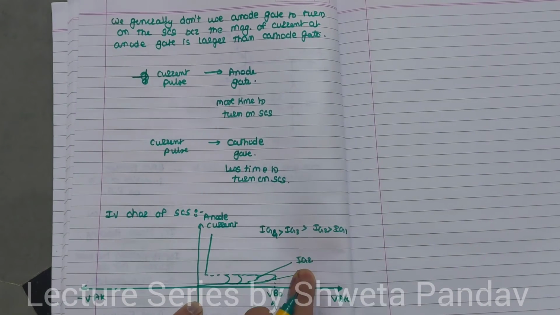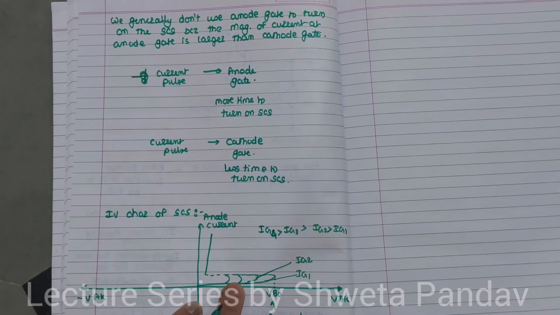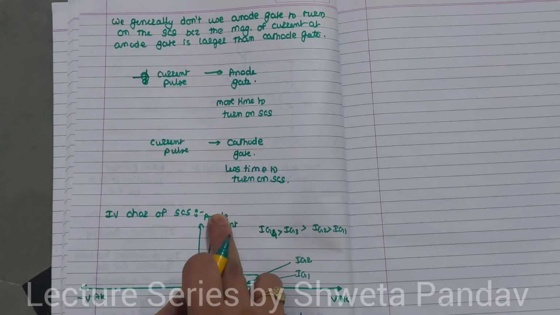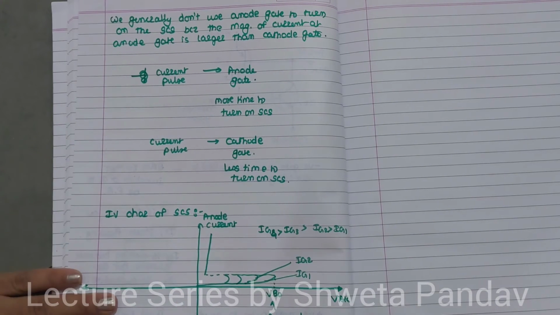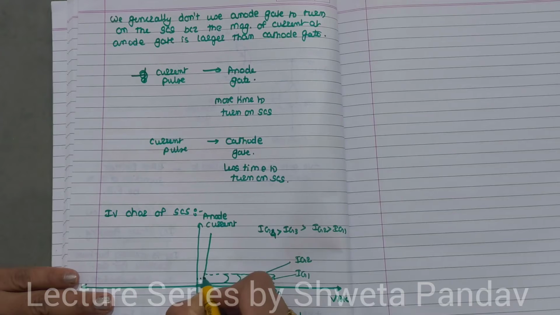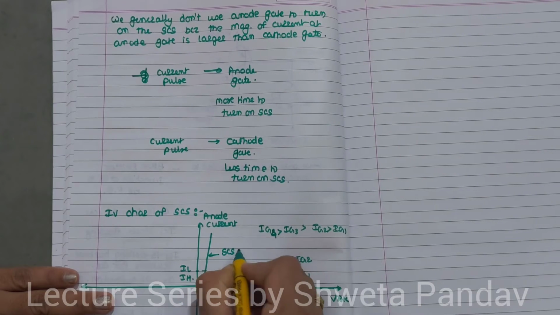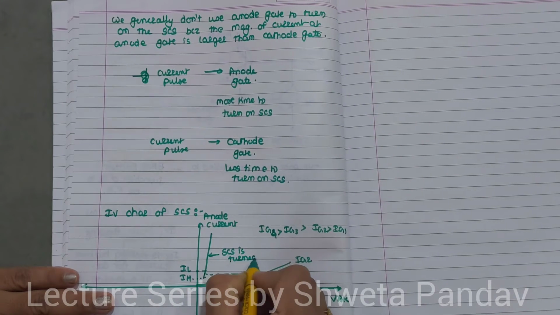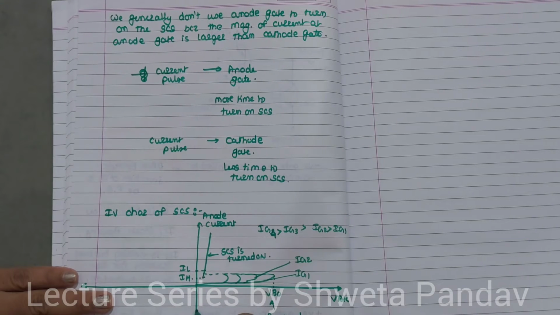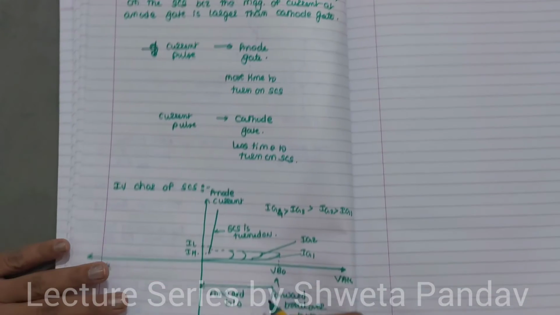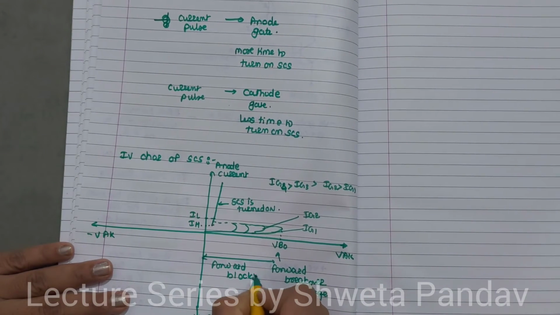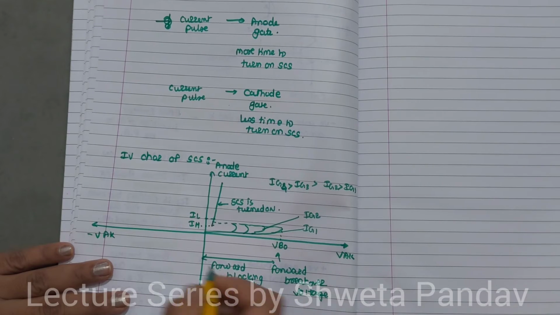As we increase the gate current, the forward breakover voltage transition occurs immediately, meaning the SCS will be turned on in a very small time. This is represented with the help of the holding current, and this is called the latching current, and at this point the SCS is turned on. This mode is called the forward blocking mode.